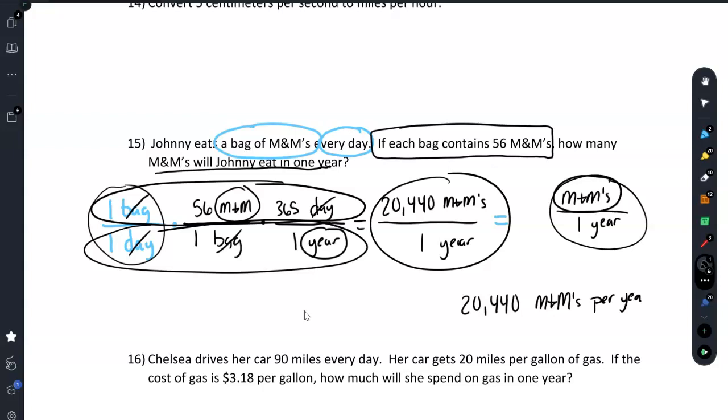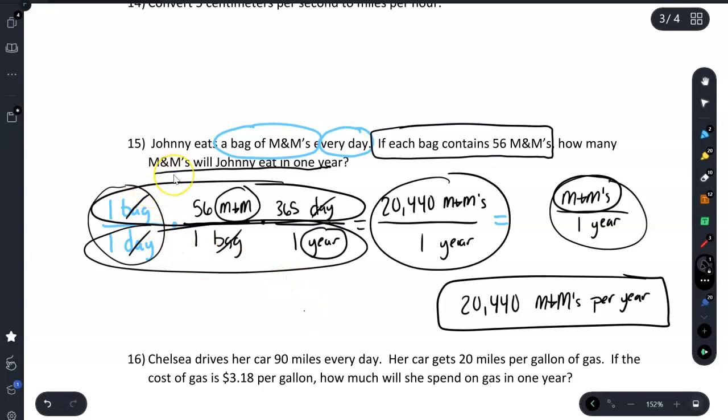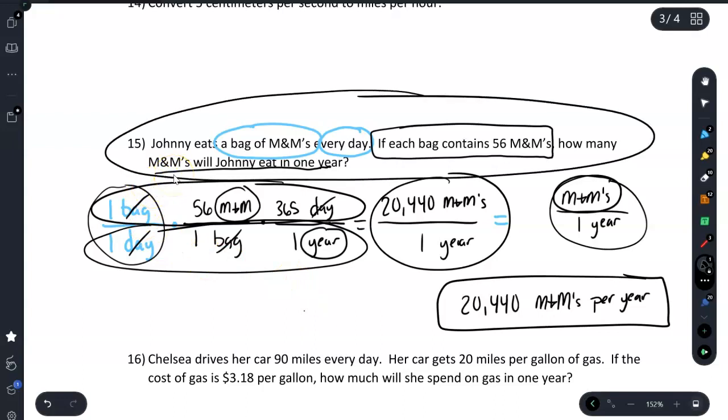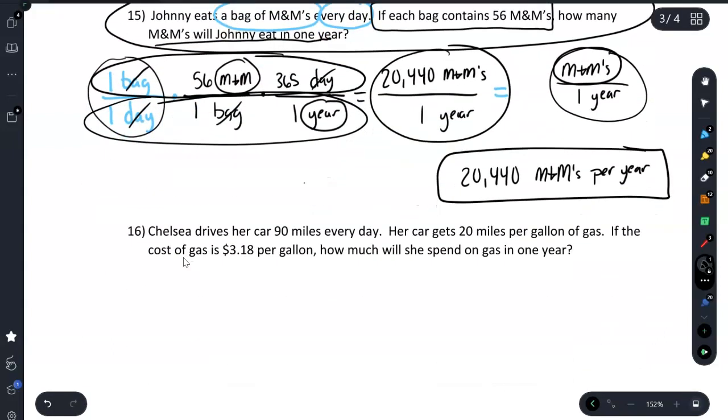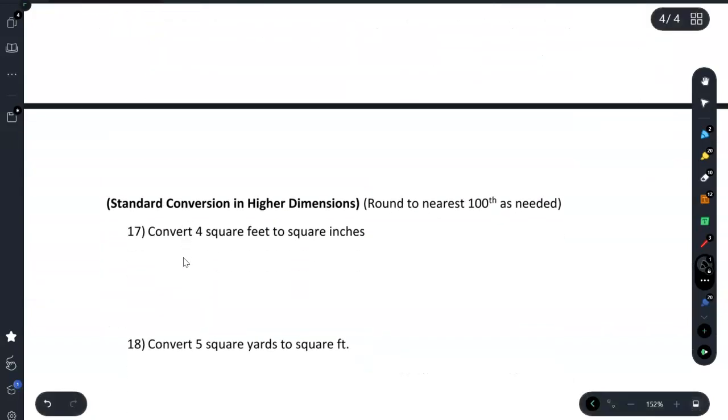per year. All right, so that's just a conversion. We knew all the given units within the word problem, and we just had to figure out how to set those up in the dimensional analysis format. So I'll leave number 16 for you to do.